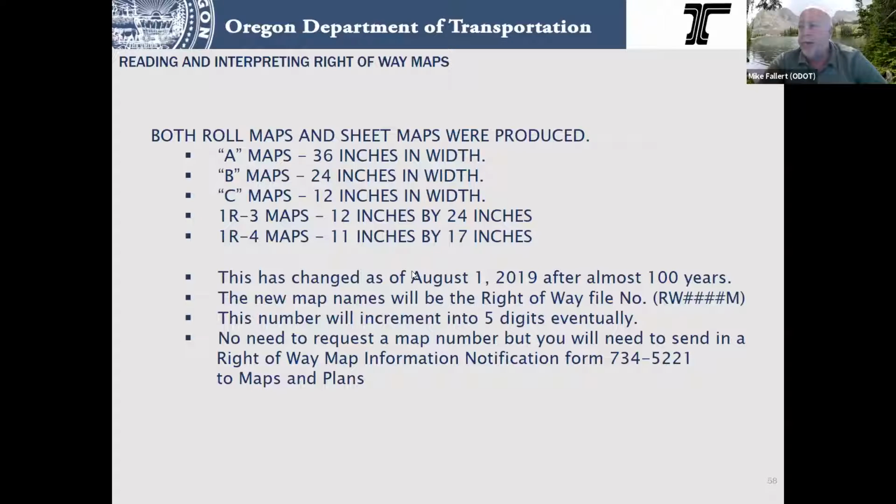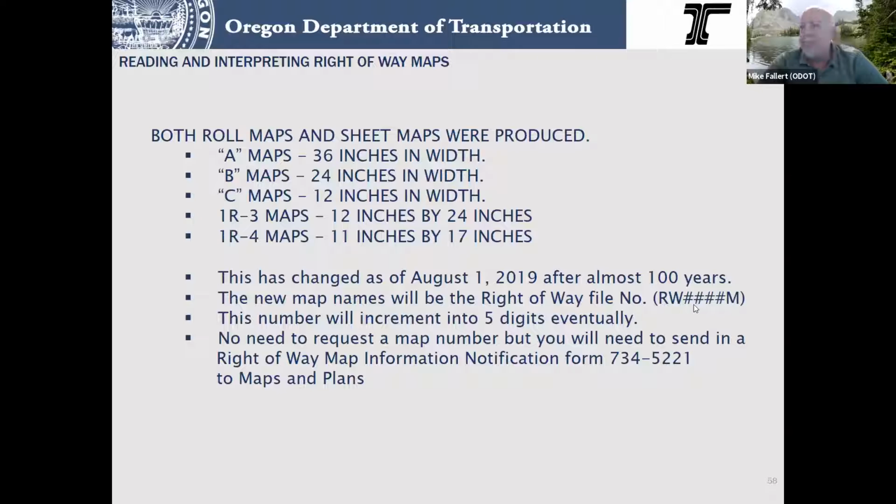Since we don't create paper maps anymore, we don't print them out, we don't have cabinets or cubby holes, we decided after almost 100 years that we're going to change our map naming convention. And so as of August of 2019, all of us in the state, right away, we got everybody's buy-in.